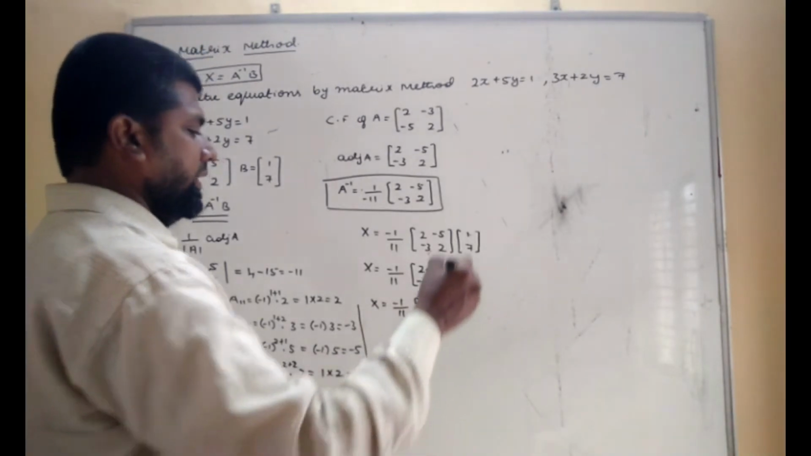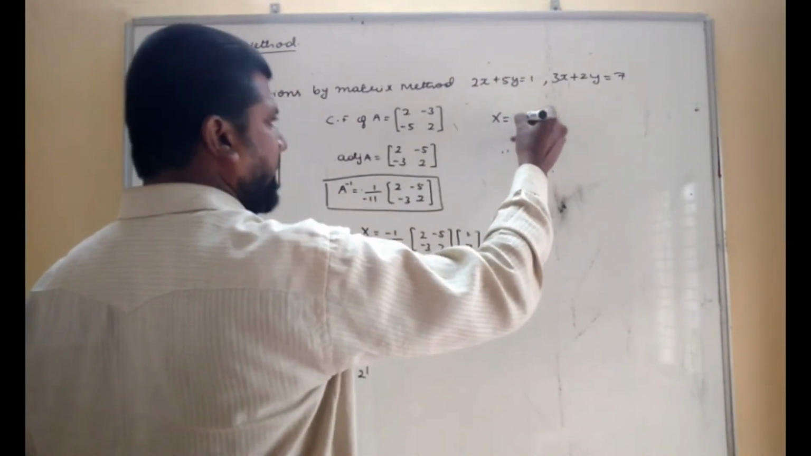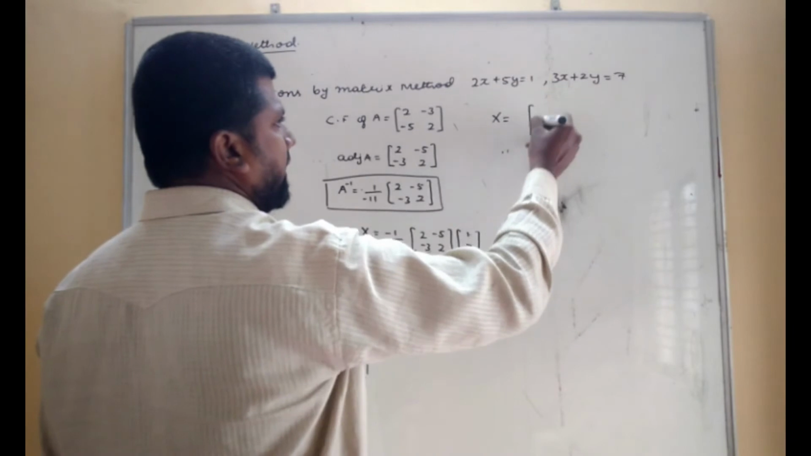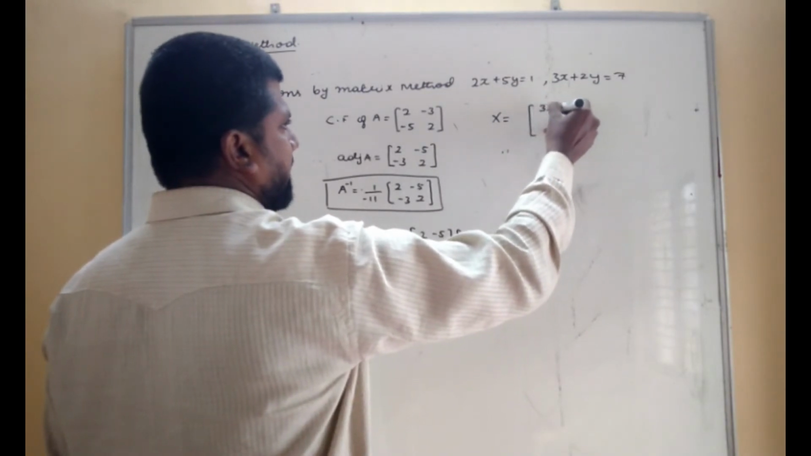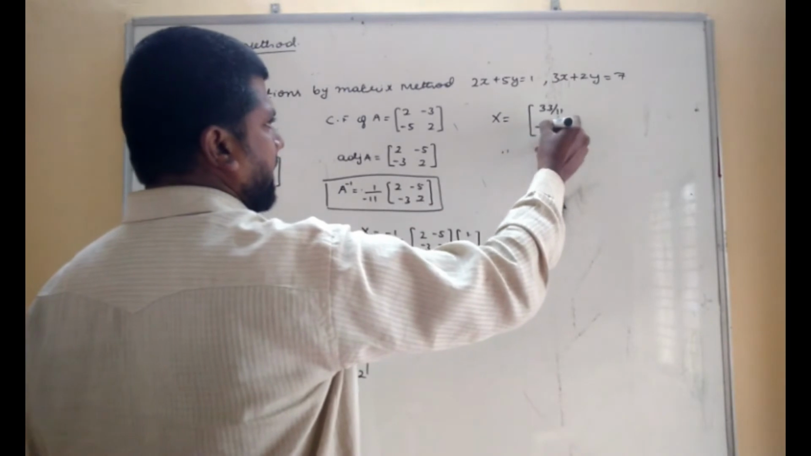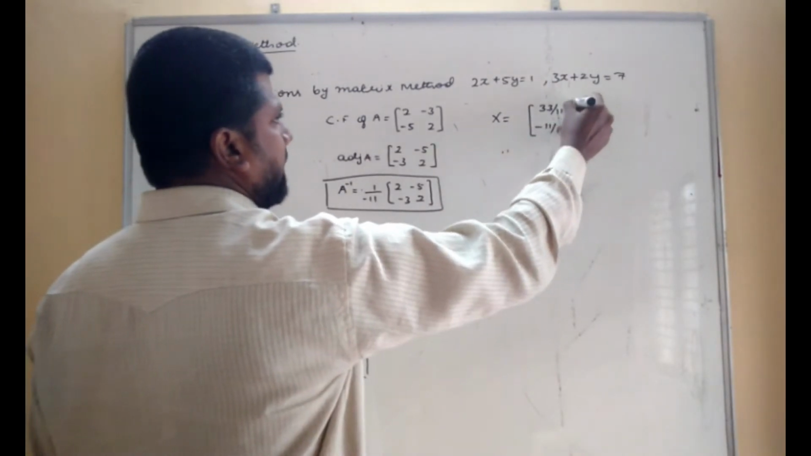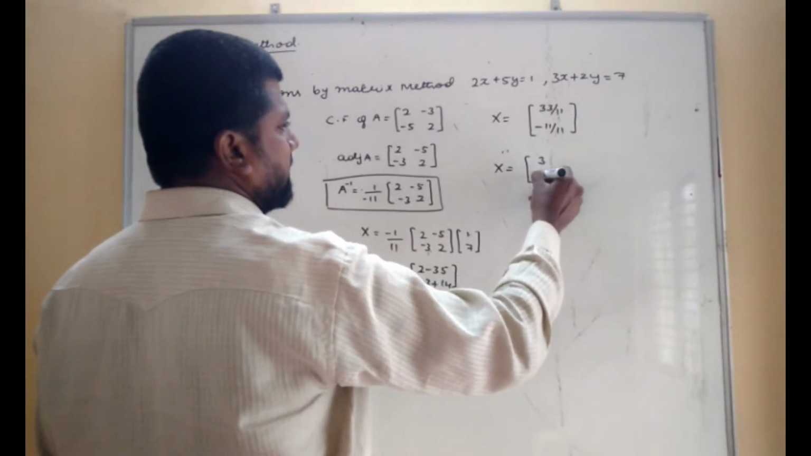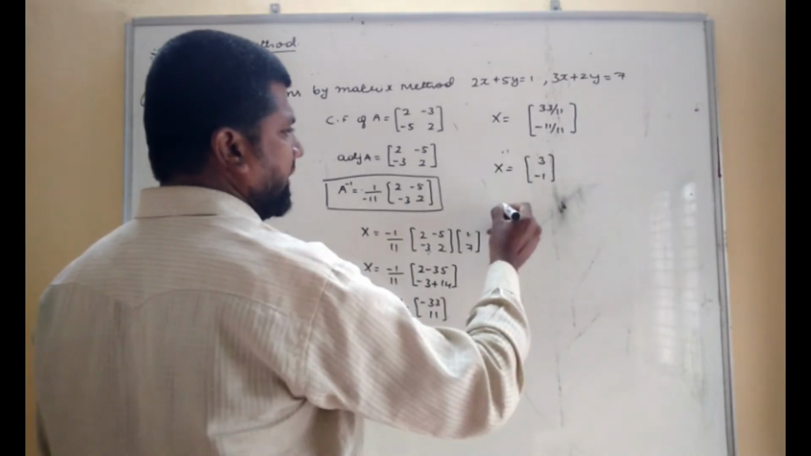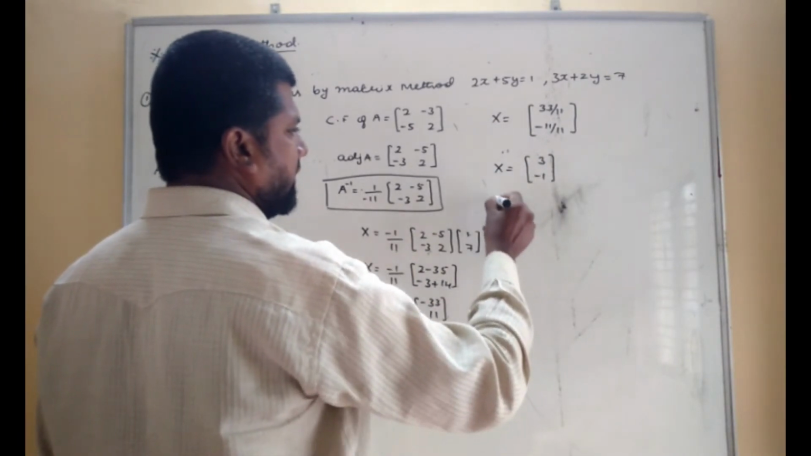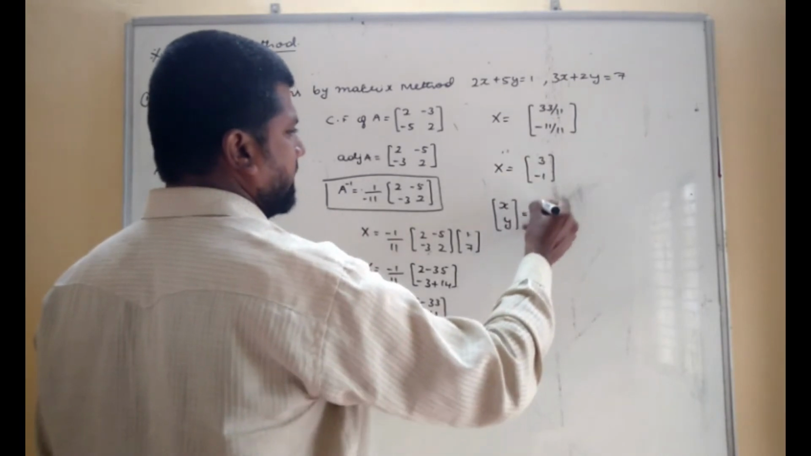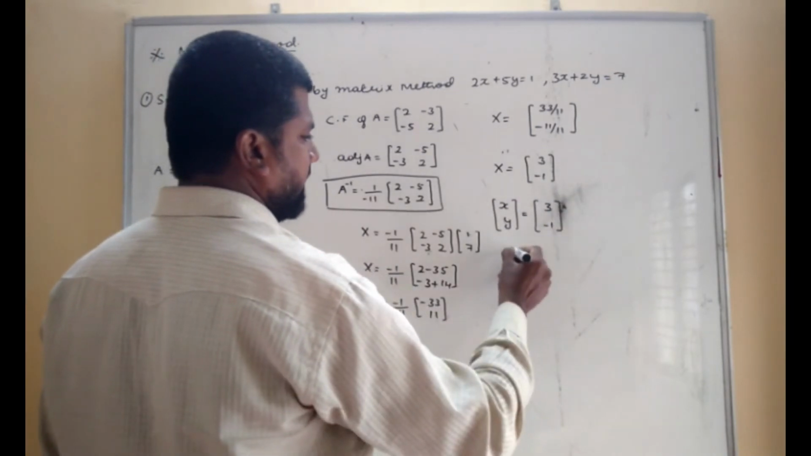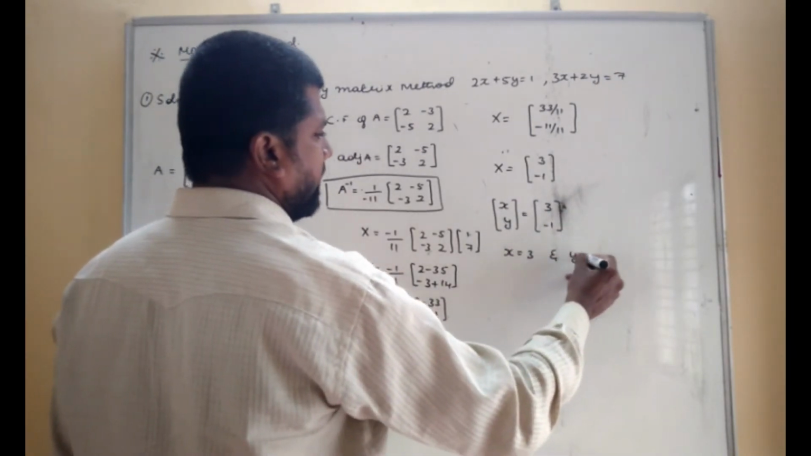Then X is equal to minus 1 by 11 into minus 33, so minus into minus is plus, 33 by 11, and again minus 11 by 11. So you are getting x is equal to 3 and y is equal to minus 1. Capital X means you have to find the values of the variables x and y. So the x value is 3 and the y value is minus 1.